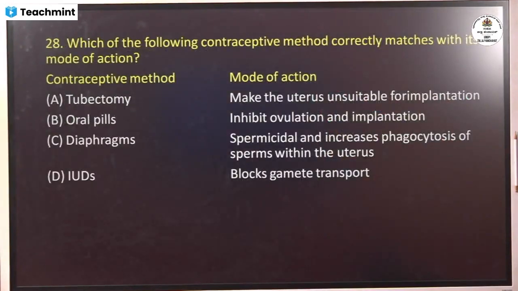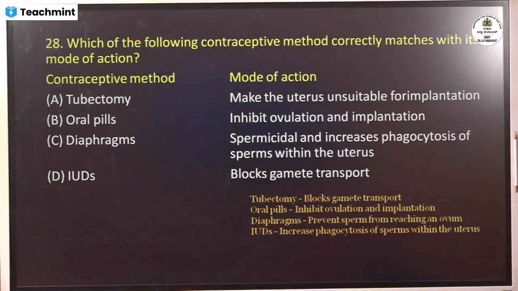Which of the following contraceptive methods correctly matches with its mode of action? Contraceptive methods: tubectomy, oral pills, diaphragms, IUDs. Modes of action: make the uterus unsuitable for implantation, inhibit ovulation and implantation, spermicidal and increases phagocytosis of sperms within the uterus, blocks gamete transport. So what is asked over here? Which of the contraceptive methods correctly matches with its mode of action? Among the four, which is the right option?